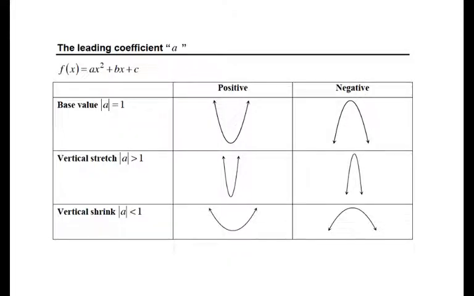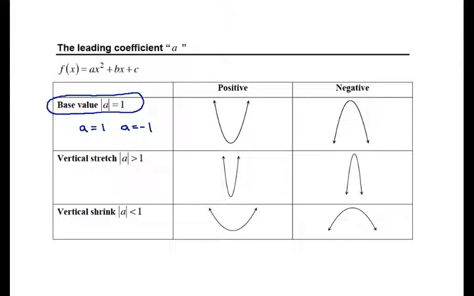Now let's consider all of the possible effects that the leading coefficient A has on the shape of the graph. In the base case where the absolute value of A is equal to 1, and we use this absolute value just to indicate that what we're talking about is the overall magnitude ignoring the sign, this covers the A equals 1 and the A equals -1 cases.